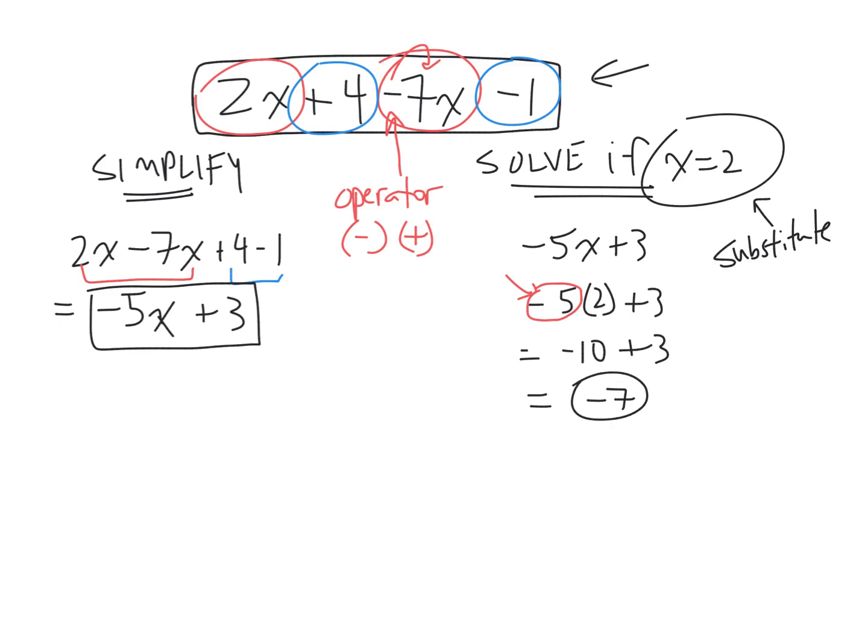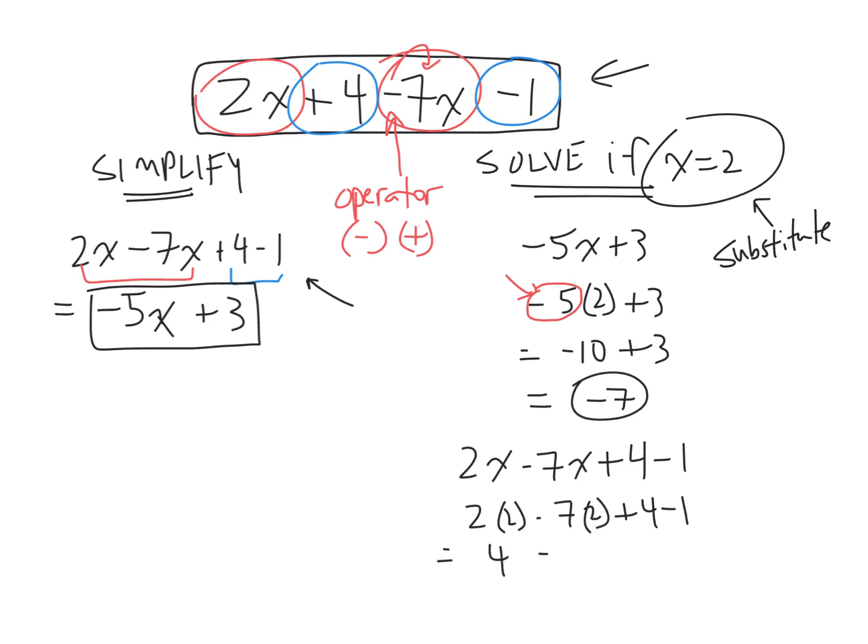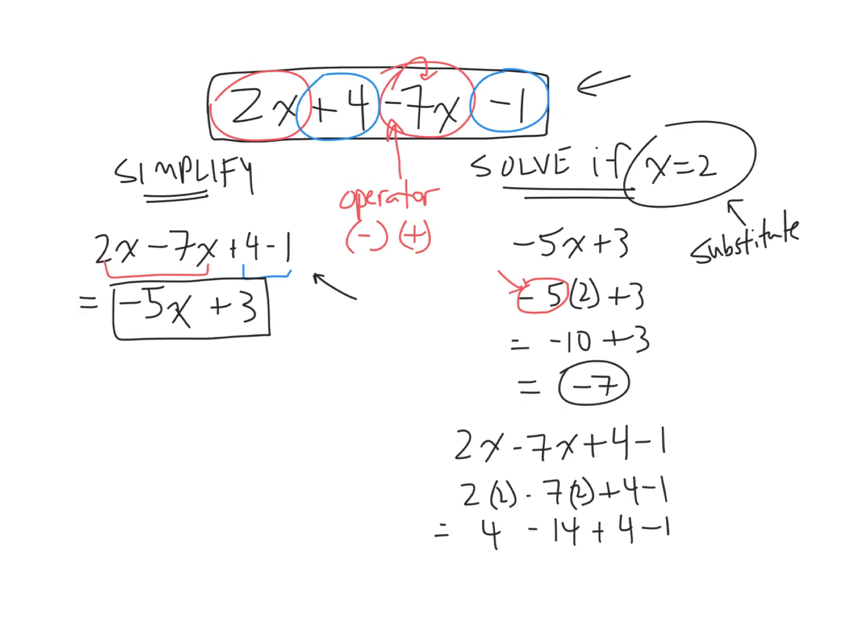Okay, so let's try it with the big expression here, the non-simplified expression, just to make sure we get the same answer, to show that those expressions are equivalent to one another. So 2 times, we're going to sub in 2 for x, 4 minus 1. We get 4 minus 14 plus 4 minus 1.